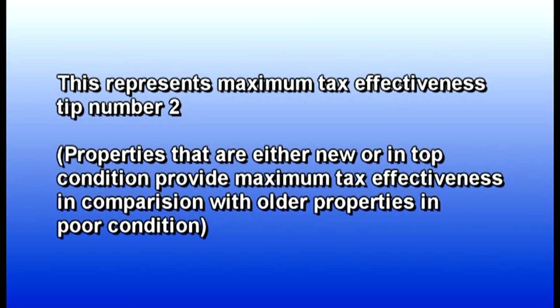This represents our second maximum tax effectiveness tip. Tip number 2. Properties that are either new or in top condition provide maximum tax effectiveness in comparison with older properties in poor condition.